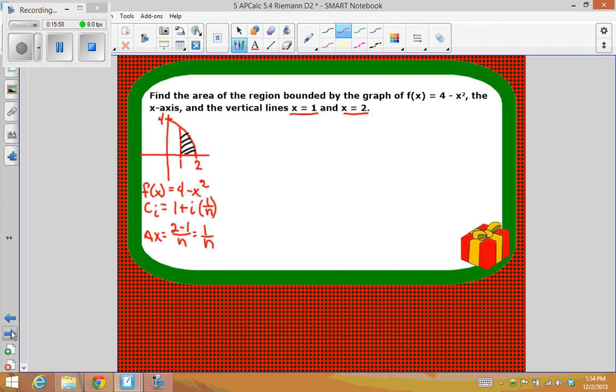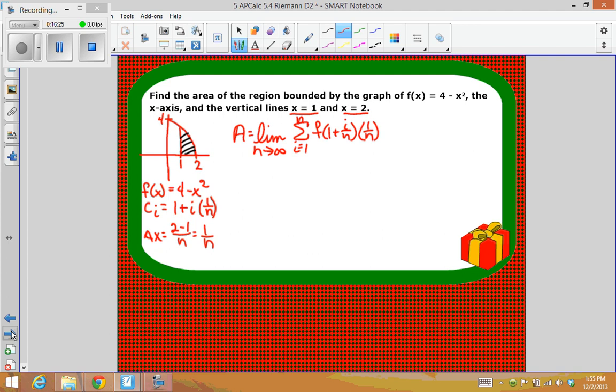Using our formula, our area is going to equal the limit as n goes to infinity of the sum from I equals 1 to n of f at c sub I. Well, c sub I is 1 plus I over n, times delta x, which is 1 over n.